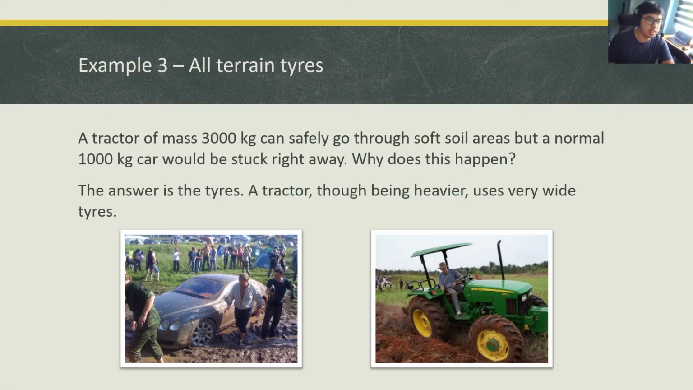So the answer is in the tires. A tractor, even though being heavier, uses very wide tires. And because the tires are wide, that means the tire has large surface area and therefore the tires exert low pressure. And therefore the tires don't dig into or cut into the ground, and so the heavy tractor can go through the ground quite easily without sinking, without getting stuck in the mud.